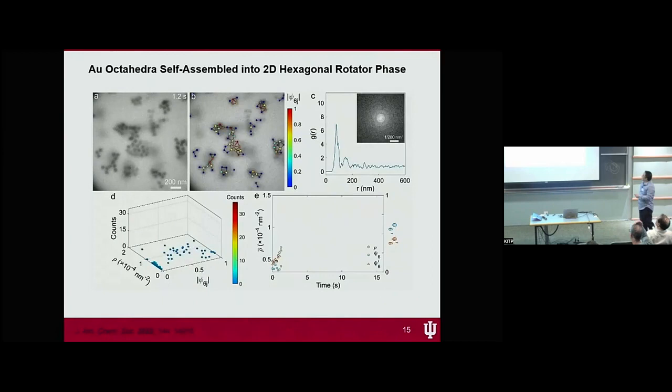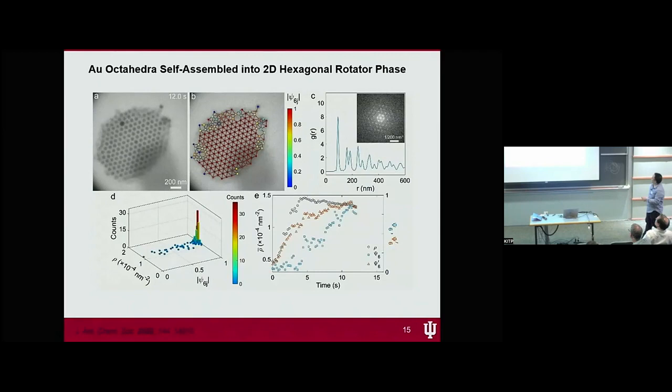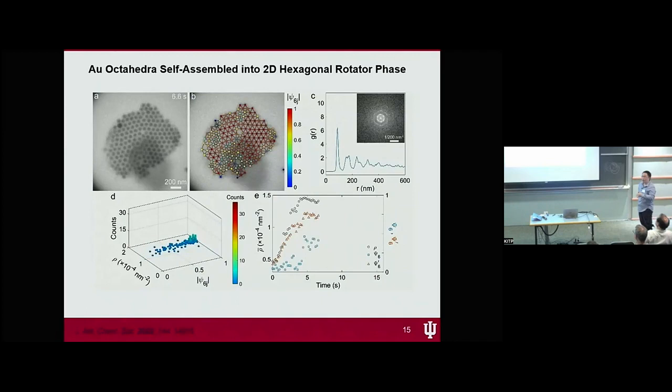And this imaging workflow turned out to be quite general. So here is the same solvent, a one-to-one mixture of octane and butanol. In this case, we also look at polystyrene graphite gold octahedra. They assemble into the so-called two-dimensional hexagonal rotator phase, where the orientational correlation between the neighboring particles is very, very low.